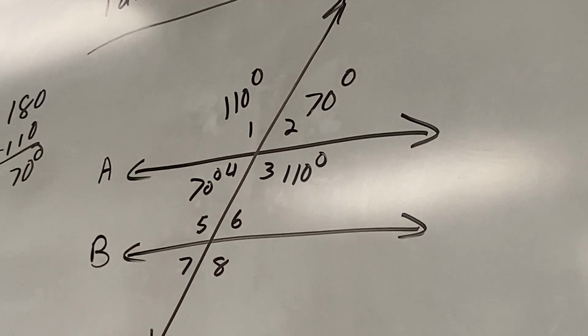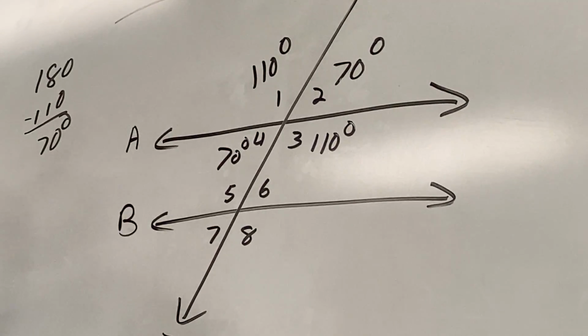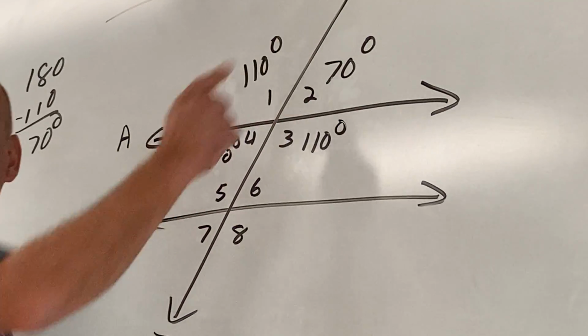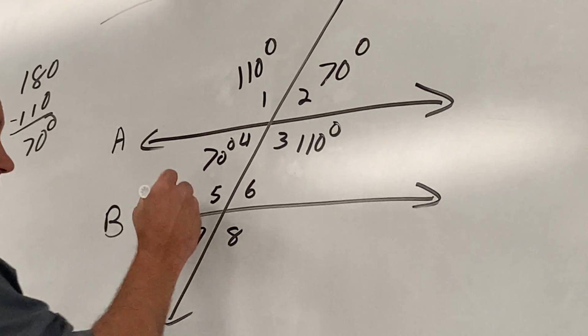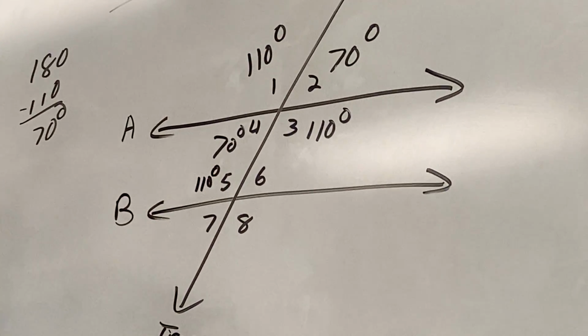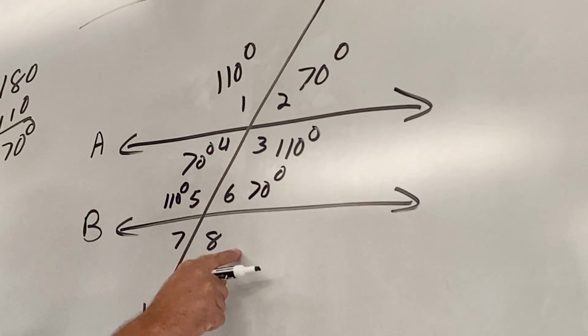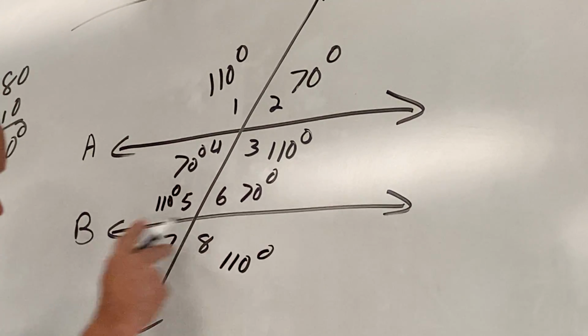Isaiah? Would it be 110? Yeah. Doesn't it look the exact same size as that one? Yes, it is the exact same size, because we have parallel lines cut by a transversal. How much is this one? 70. This one? 110. This one?